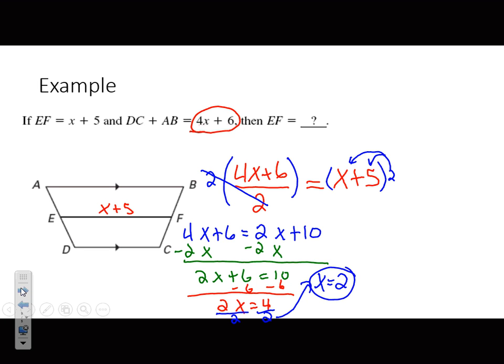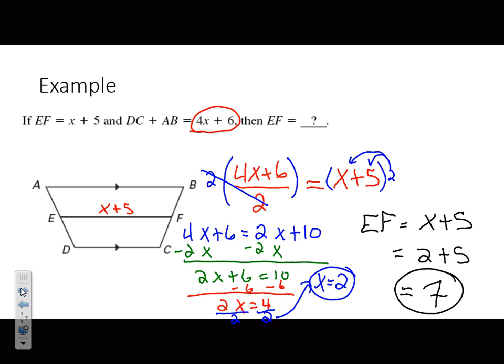Now, it didn't ask me to solve for x, it asked me to solve for EF. And I know that EF equals x plus 5, so I'm just going to plug in 2 for x. So we're going to get 2 plus 5, which equals 7. And there is our answer, ladies and gentlemen.